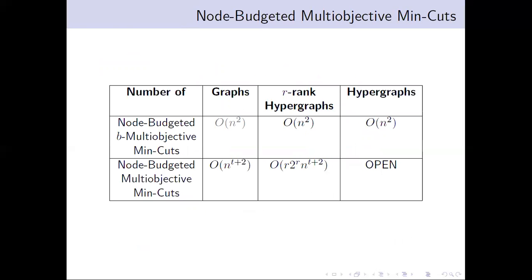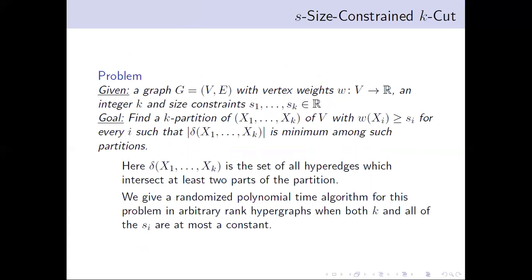We also prove results on node budgeted variations of the multi-objective min cut problem. For details on the definition of this problem and our techniques, see our paper. They also use random contraction and interleaving. Finally, we address the size constrained k-cut problem, where we are given constant lower bounds on the sizes of the sets in a partition, and we want to find a partition satisfying those lower bounds with minimum total edge cost.